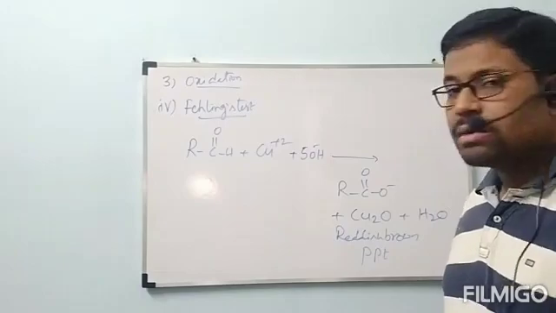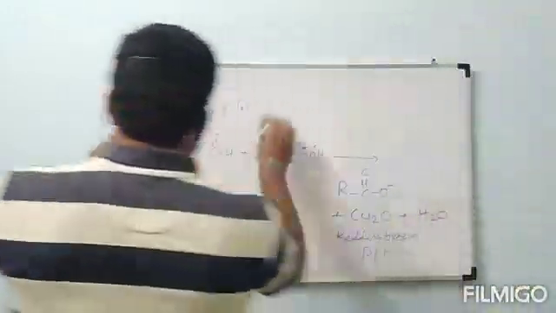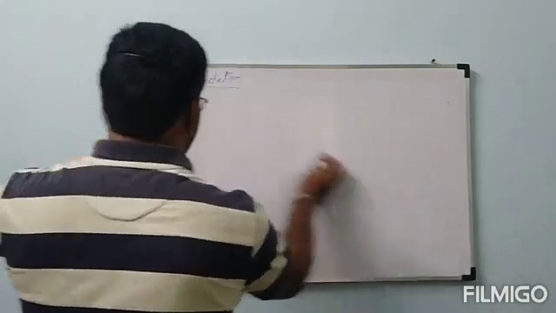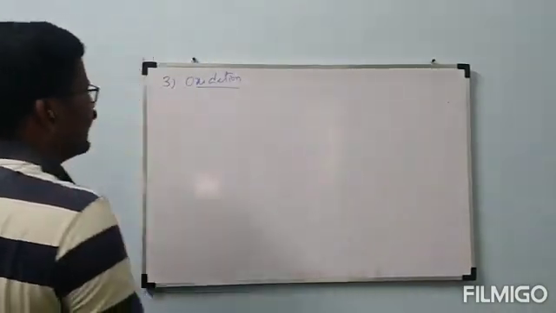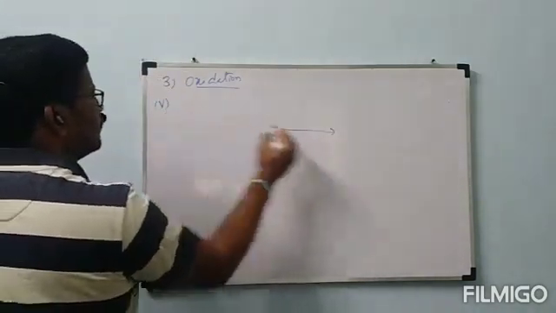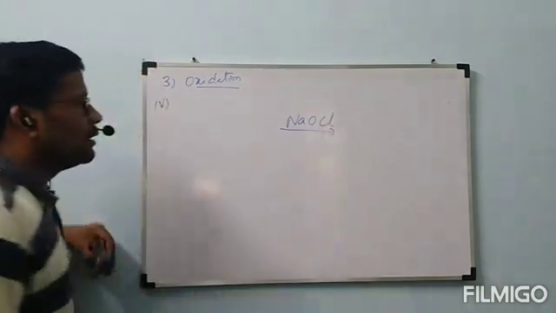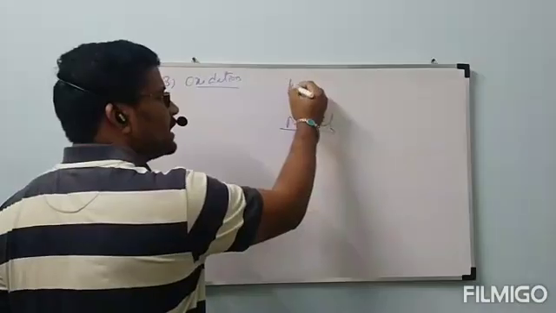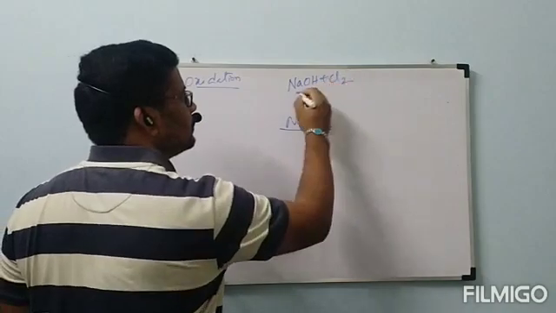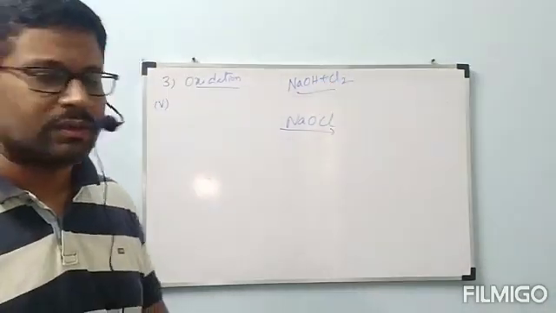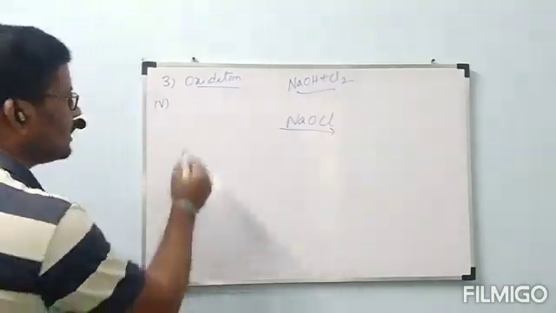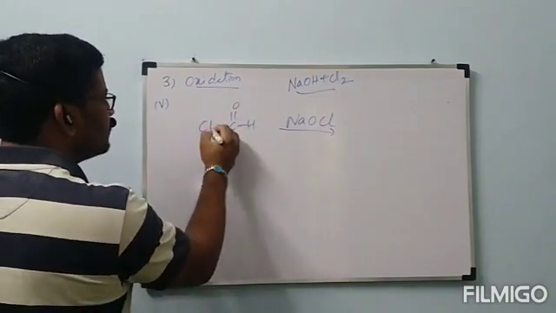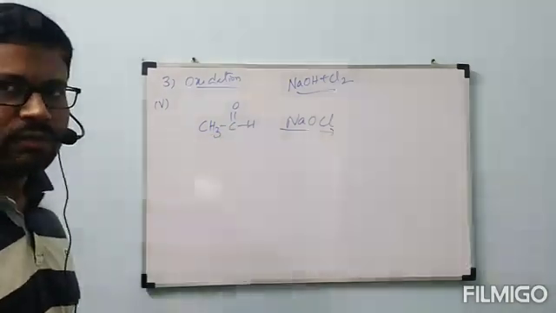Okay, next. One more is there under oxidation itself, that is the fifth one. Reaction with NaOCl. This NaOCl reaction can also be written with the reagent as NaOH plus Cl2. Now, what is the specialty of this reaction? Let us consider R C double bond O, where actually this R must definitely be CH3. CH3 C double bond O.